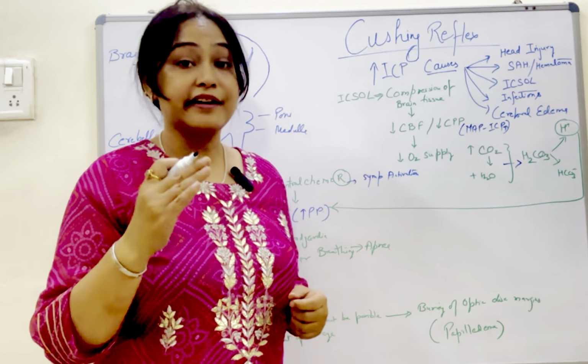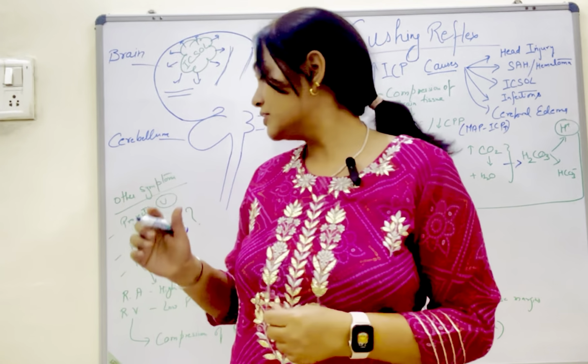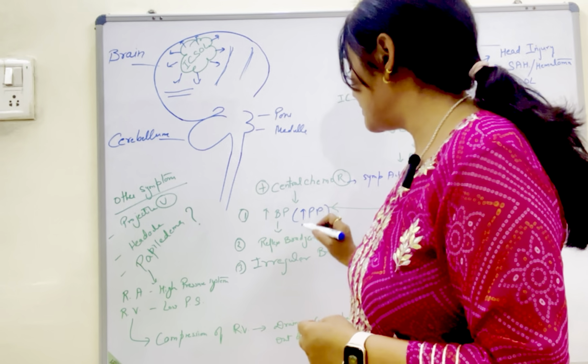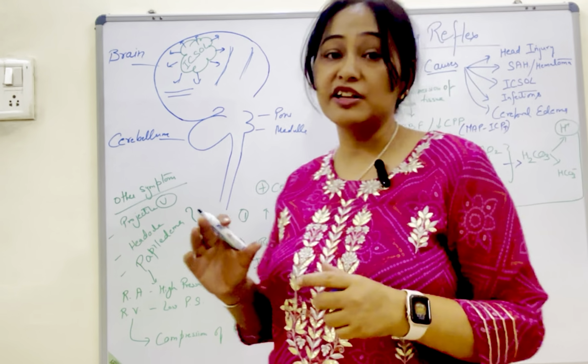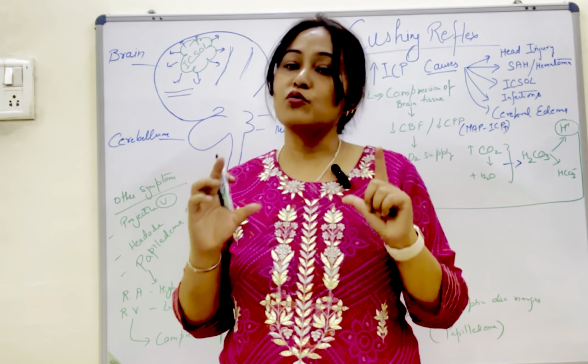And because of the accumulation of CO2 and hypoxia, there is also irregular breathing. So these 3 points are very important: the hypertension, reflex bradycardia, and irregular breathing. It forms the Cushing reflex or Cushing triad.